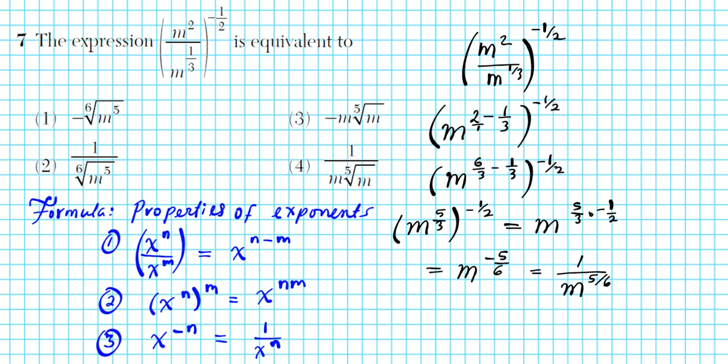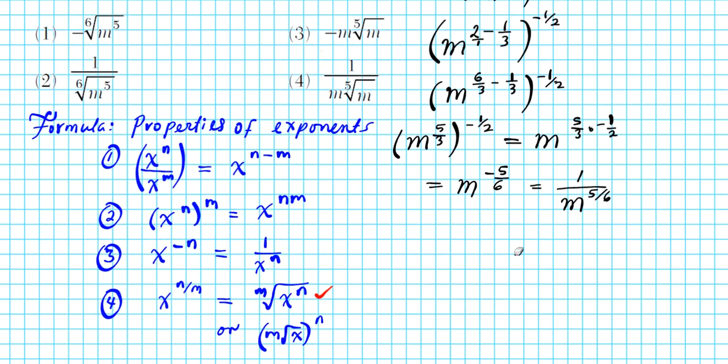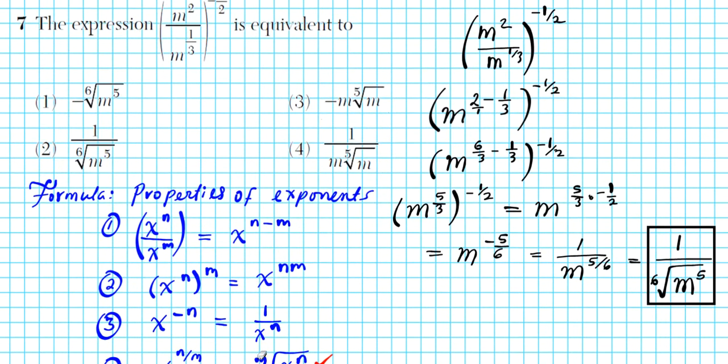Now to finish off, we're going to apply the rational exponents property. This exponential term with a rational exponent can be written as the root of a power. Okay, so it's going to be 1 over, the power is 5, the root is 6. So we're looking at the 6th root of m raised to the 5th power. Okay, so there goes your final answer. Answer for number 7 is option number 2.